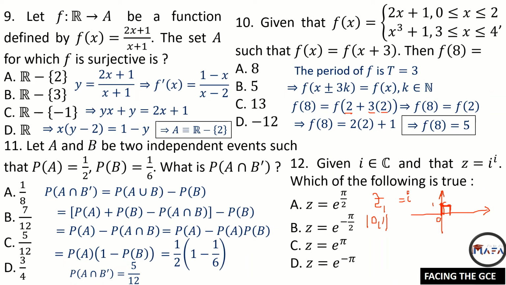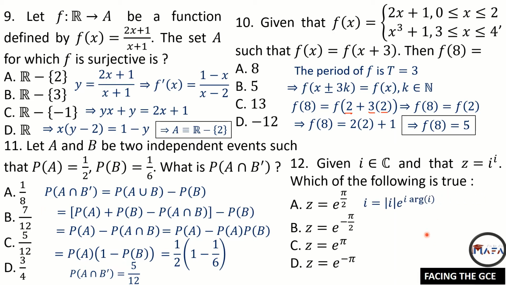So that is our argument. With that said, we can now write our complex number i in the exponential form. I'm doing that because all of my answers are in the exponential form, right? So that's why I had to get the argument of the complex number and the modulus.